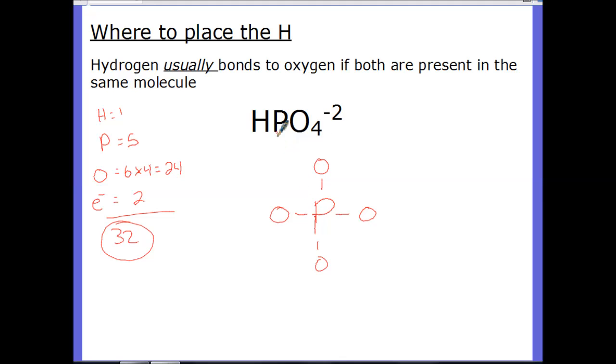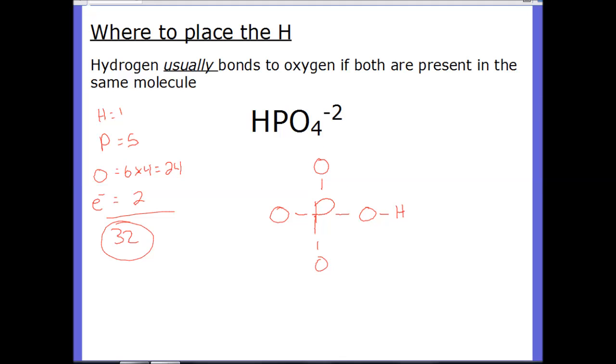If you have hydrogen with oxygen in the same molecule, it's usually going to bond with the oxygen. So what I'm going to do is just pick an oxygen for it to stick to. I'm going to put it right there. You can put it on any of these 4. It does not matter. But I chose the hydrogen to go here. Just bond it to an oxygen.